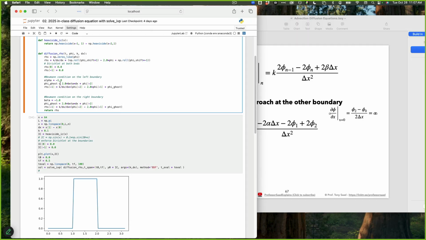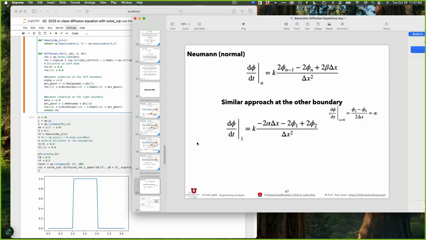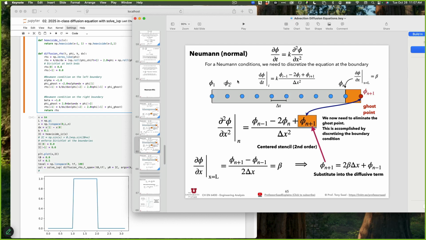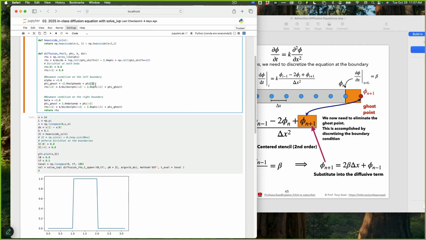So what I will do here is minus 2 alpha delta x plus phi 2, which is simply going to be phi at 1, because that's the first interior point. Phi 0 is the boundary point. Phi at 0 in Python is the boundary point. Phi at 1 is the second interior point, which corresponds to phi 2 over here in our human understanding of the nomenclature. Okay, so my indices here are based on 1. The indices in Python are based on 0. So this would be it.